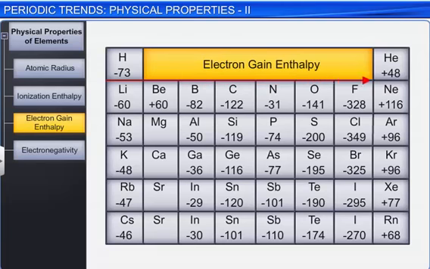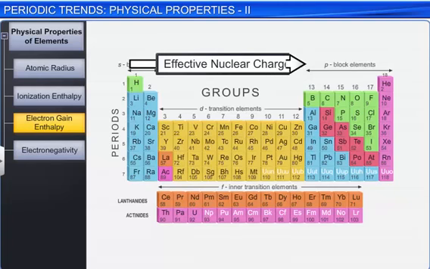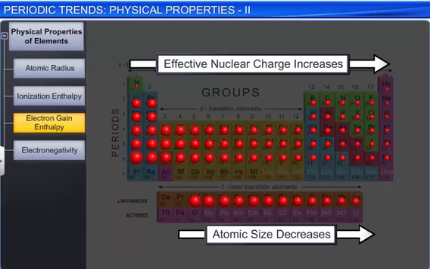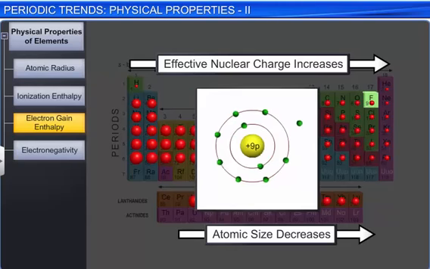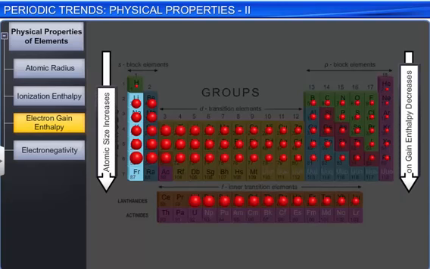This is because, as we move from left to right across a period, the effective nuclear charge increases and the atomic size decreases. The addition of a new electron would be easier for a smaller atom because the added electron would be closer to the positively charged nucleus. The electron gain enthalpy decreases down a group because of the increase in the size of the atom, and also the added electron would be further away from the nucleus.